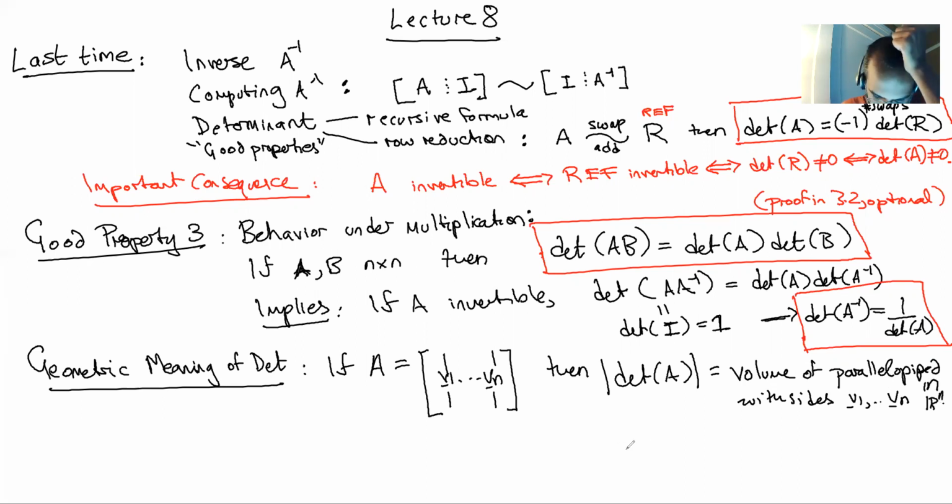So maybe it'll be better if I draw a picture. In 3D, what this is saying is if you have some 3 vectors, let's draw some axes. Okay, maybe that's not so good. And then let's say you have some vectors. Let's say you have 3 vectors. So again, this is for square matrices, right? So this is n by n.